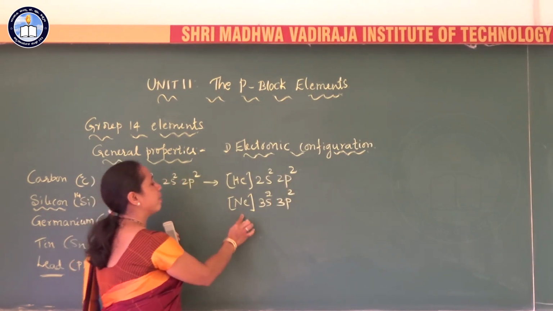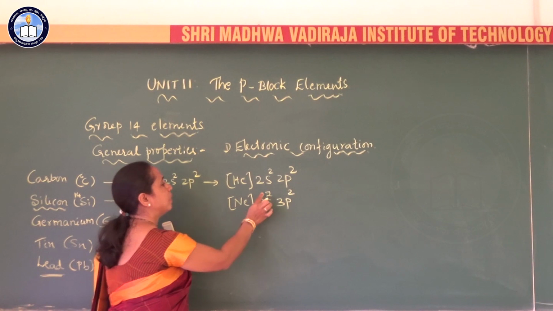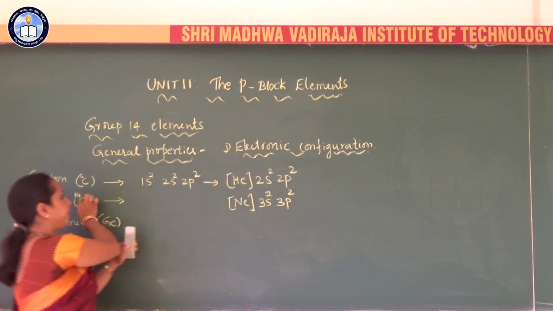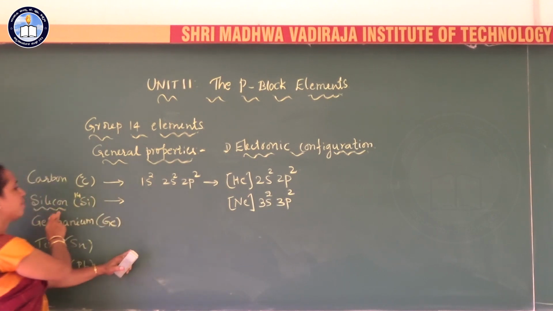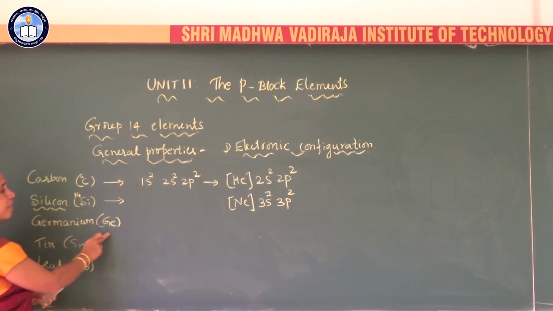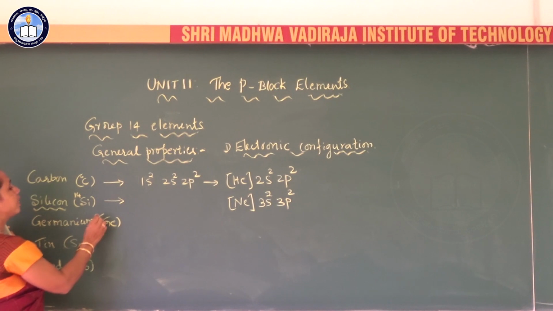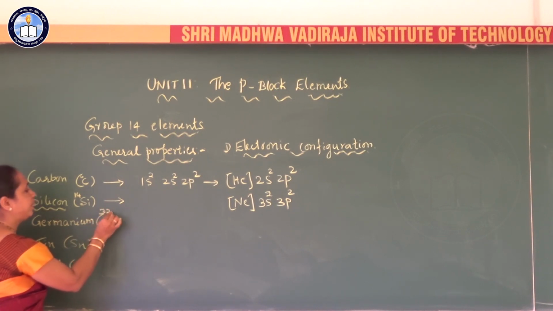So totally in neon there are 10 electrons, 10 plus 2 plus 2, total 14 electrons. So that's why this is the electronic configuration of silicon. And if you consider germanium, germanium is atomic number 32.